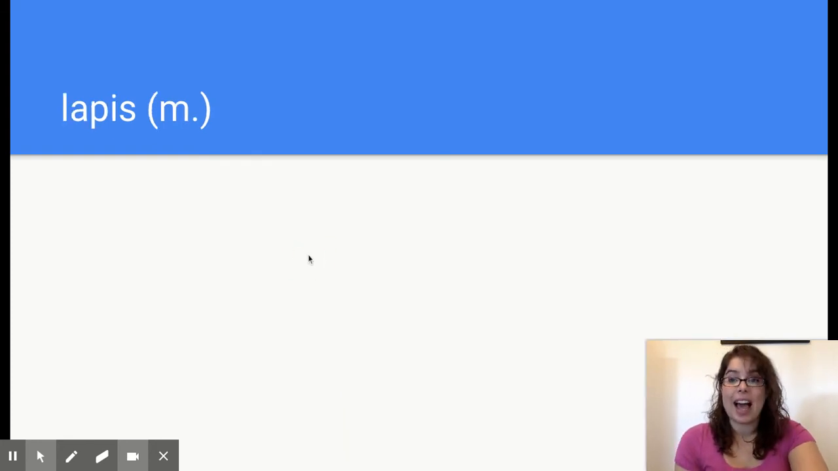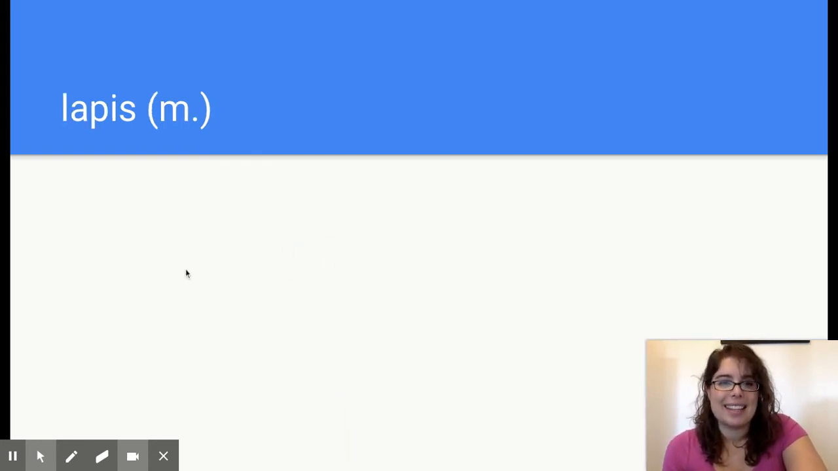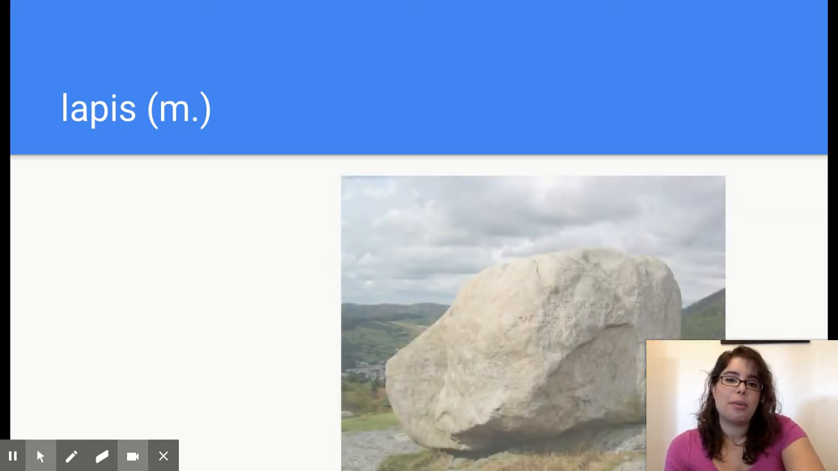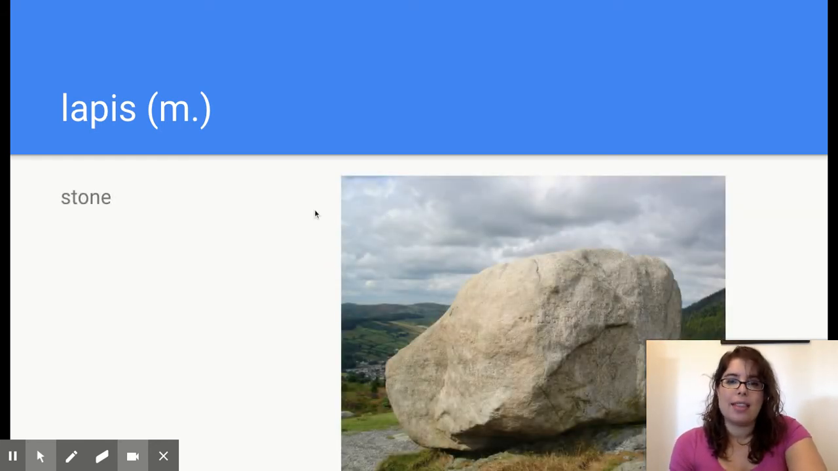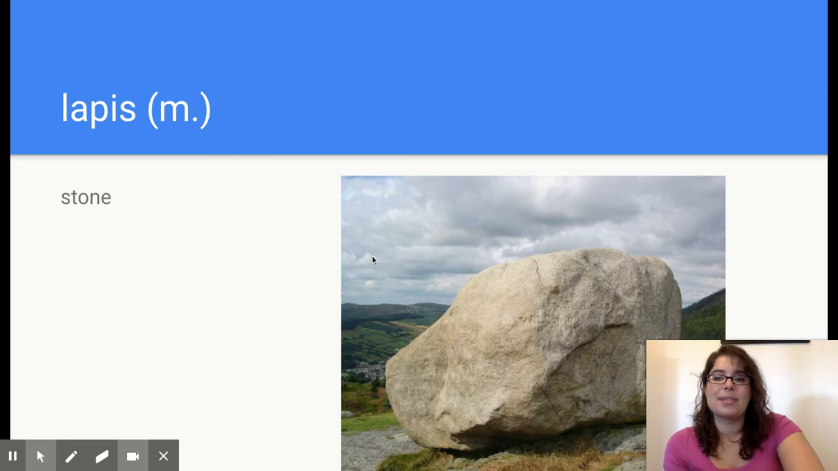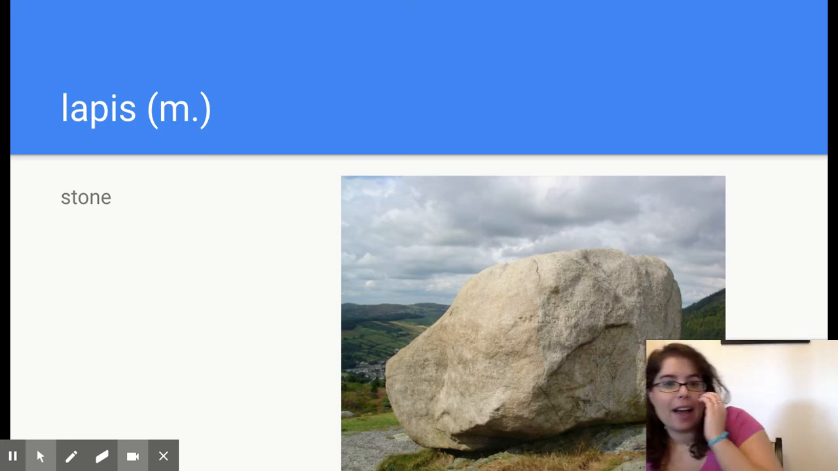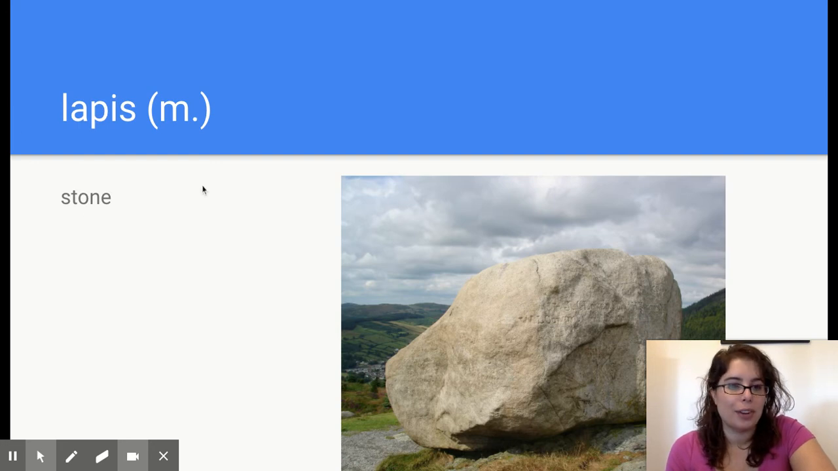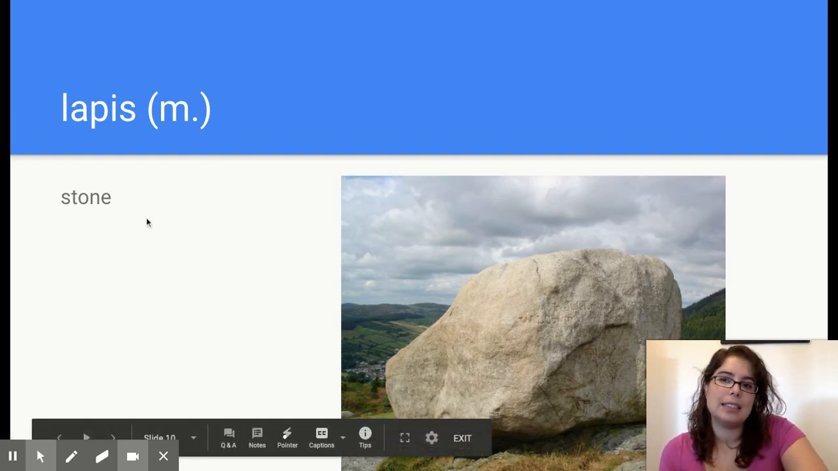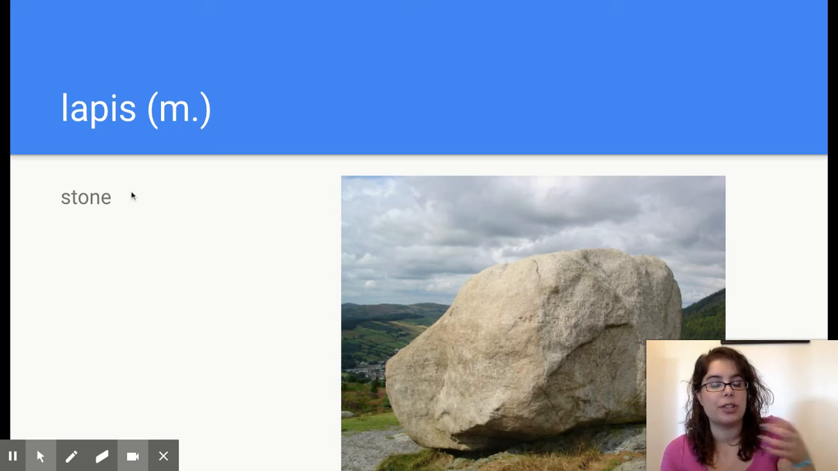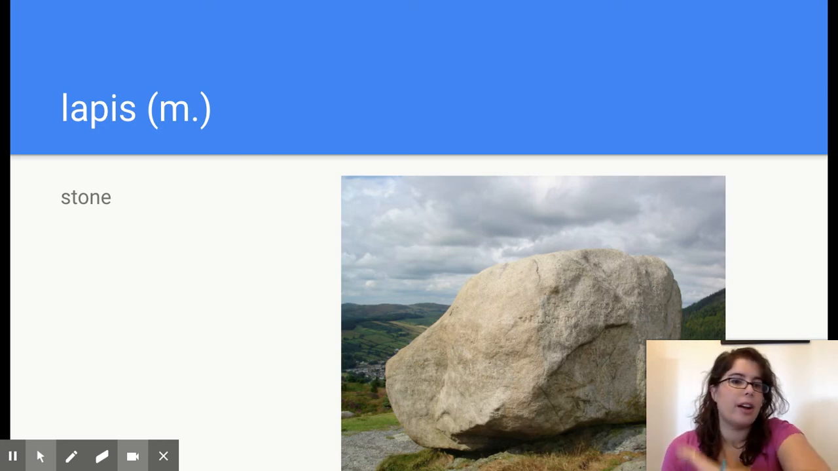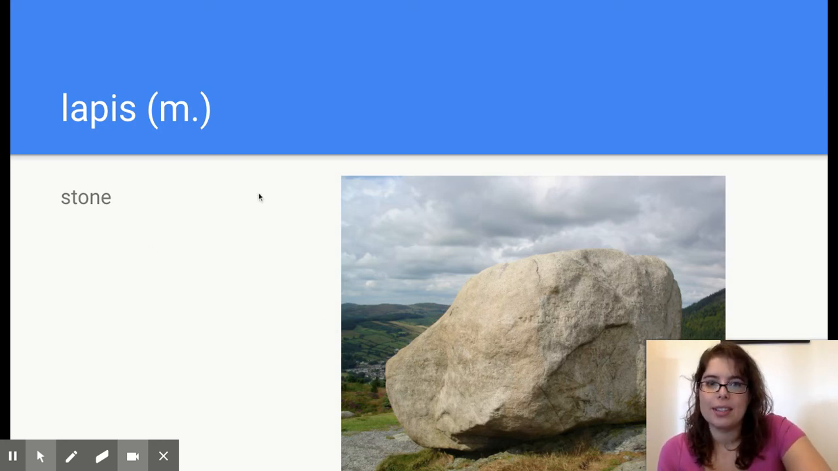All right, next we have lapis. Lapis is a masculine word, and this is going to be our word for a stone. In English, this is most common where we hear about the stone lapis lazuli, or lazuli, however you pronounce it. I've heard it both ways. But lapis lazuli, it's a blue stone. And so this lapis here is the Latin word for stone. And in Latin, this is often going to refer to kind of a boundary stone or a marker that would tell you, oh, this is the beginning of a new area or somebody's land or something like that. So stone.